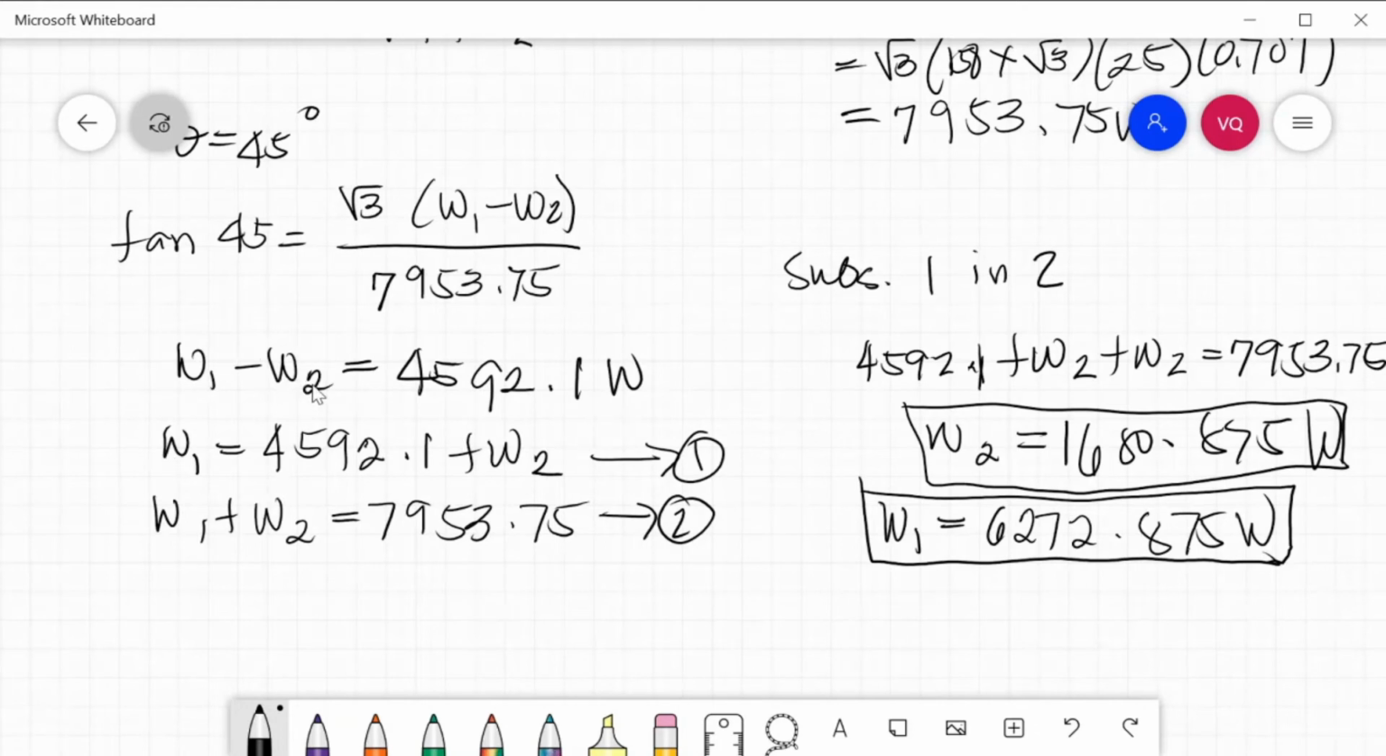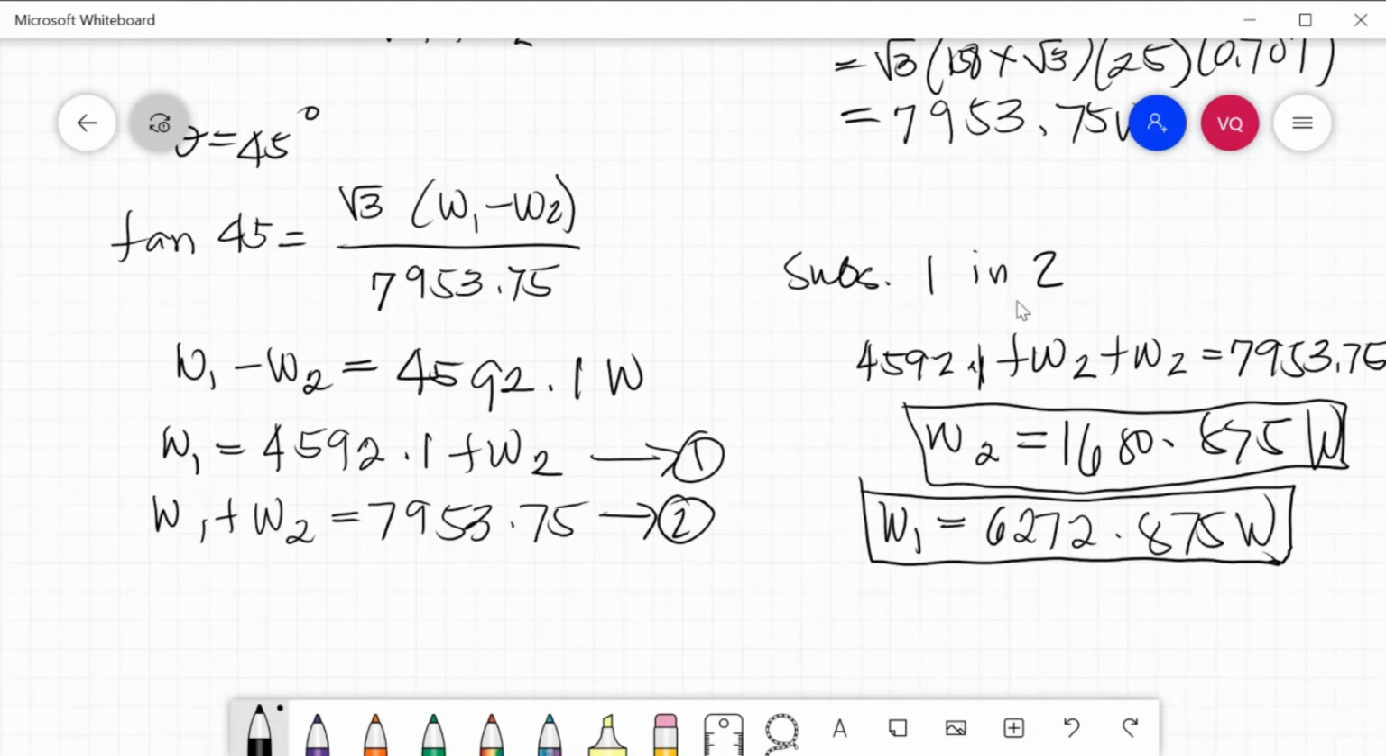And ilagay natin tong negative wattmeter 2 sa kabilang equation. So magiging wattmeter 1 equal to 4,592.1 plus wattmeter 2. That is our first equation. And we already know that the total power wattmeter 1 plus wattmeter 2 is equal to 7,953.75. This will be our second equation.